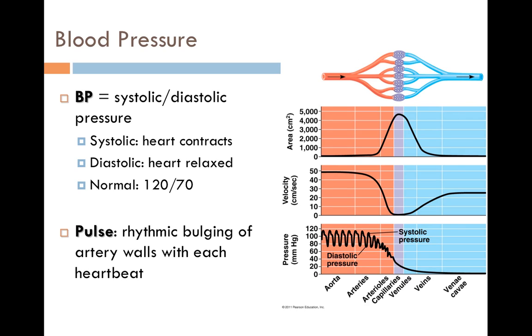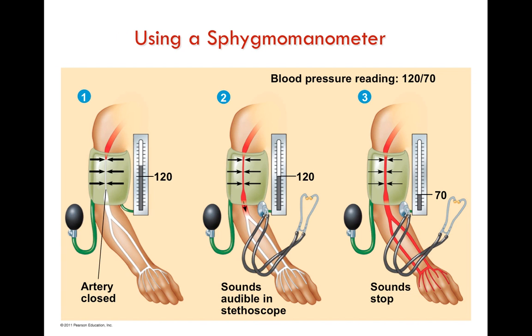And the pulse is the rhythmic bulging of your arteries with each heartbeat. You can measure the number of times that's happening, and there's a certain rate, about 70 beats per minute, that it should happen.